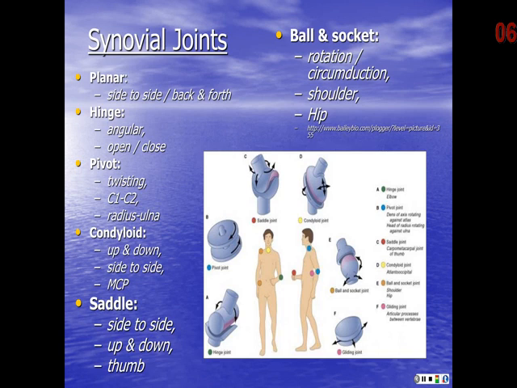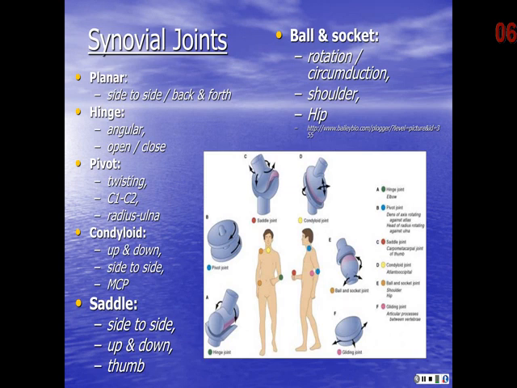There are several types of synovial joints based on their structure and motion. A planar joint allows movement side to side and back and forth, like in the wrist. Hinge joints allow for angular or opening and closing motion, like at the knee. Pivot joints allow twisting motion, such as the C1-C2 joint and the radius and ulna.